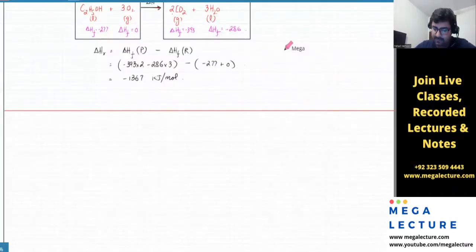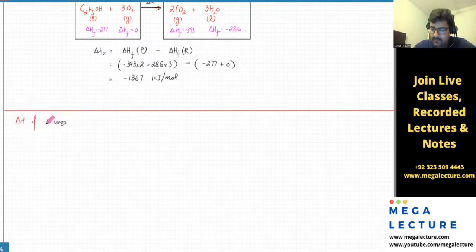So the last thing about energetics is experimentally calculating the heat energy of a reaction, or the enthalpy change of a reaction. So delta H of a reaction, experimentally.